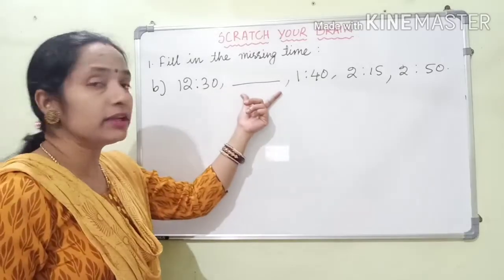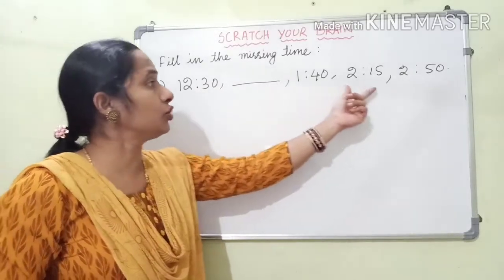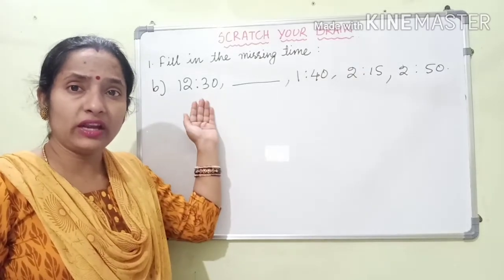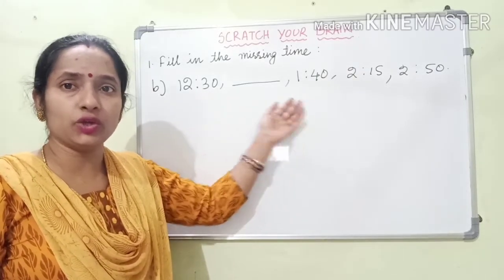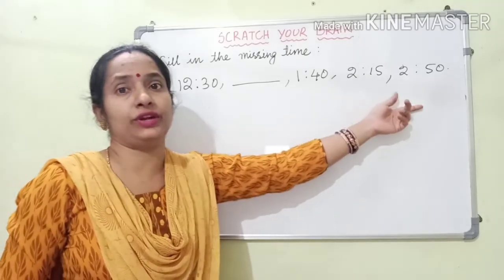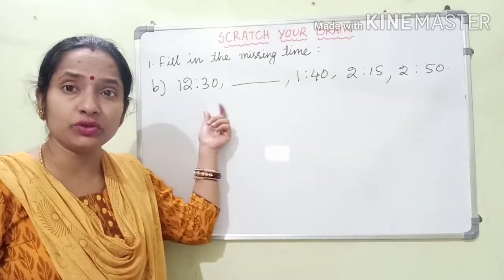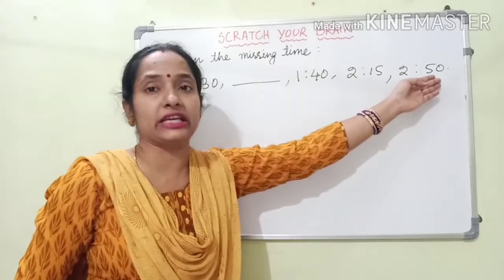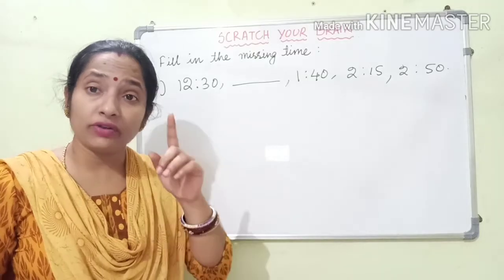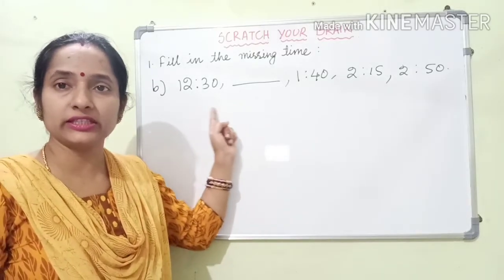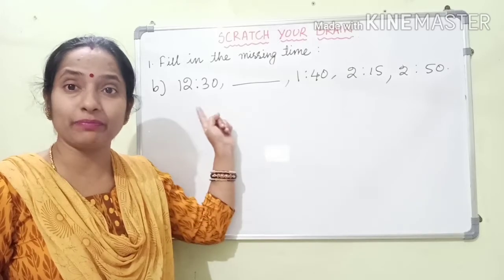Now just observe the pattern. 12:30, then a missing number, then 1:40, 2:15, 2:50. If you observe this, you may think earlier we had 12:30, then 1, 2, 3. You may be getting confused: more, then a little bit less, and again increasing order. So always remember what type of pattern you are discussing. It is not the simple pattern of numbers. It is the pattern of time.